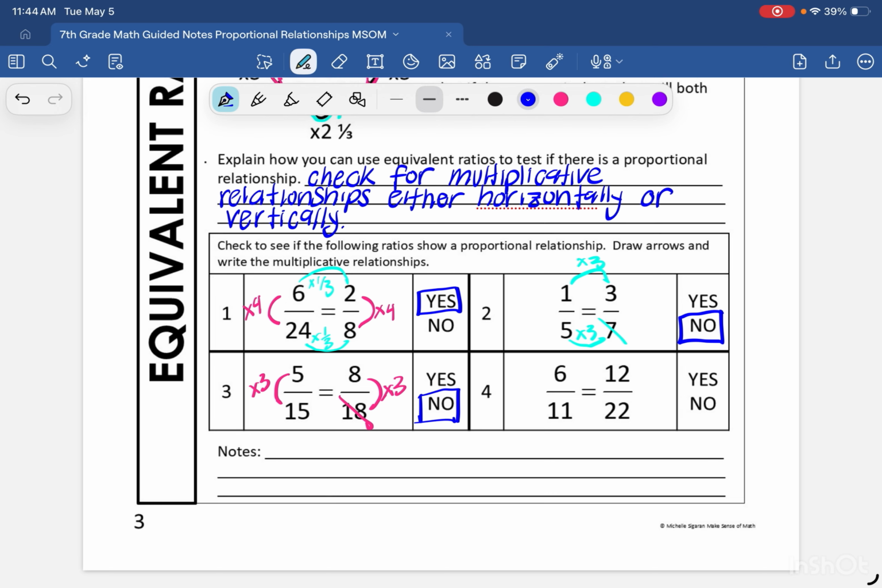Number 4, I notice that 6 times 2 is 12 and 11 times 2 is 22. Right here, horizontal, there is a multiplicative relationship between 6 and 11, 12, and 22. I know that because their horizontal relationship is there. I don't know right off the bat what it is, so I'm not going to worry about checking it, because I already know that the horizontal relationship is there. Therefore, this is a proportional relationship.